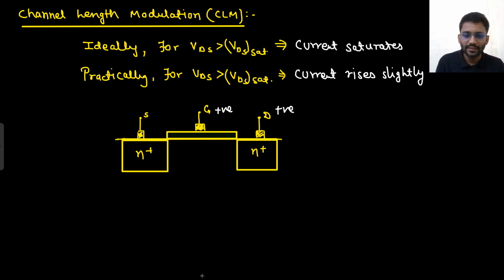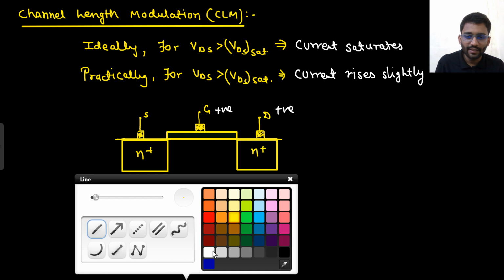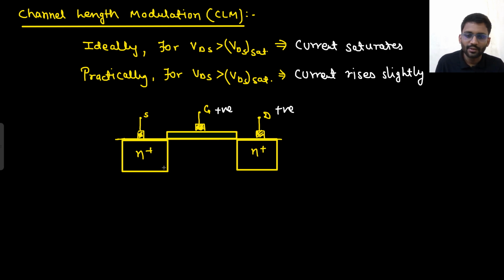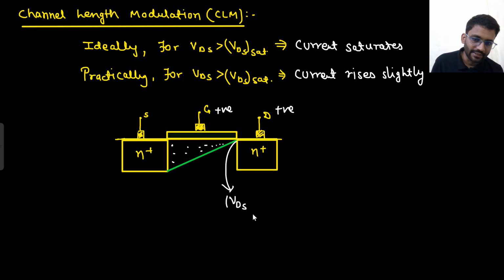So this was our channel. So initially, let's assume this is our channel. When you keep increasing VDS voltage, what happens? The channel starts getting trapezoidal like this, and at one point the channel becomes something like this. So the time when the channel becomes something like this is our saturation voltage only. This is our VD sat.